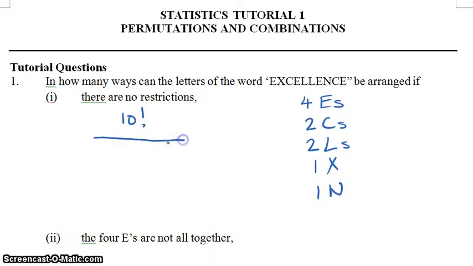So we have to divide through by the number of arrangements that are effectively repeated because the items look the same. So we divide through by 4 factorial because there are 4 E's, 2 factorial because there are 2 C's, and 2 factorial because there are 2 L's. This gives us a final answer of 37,800.